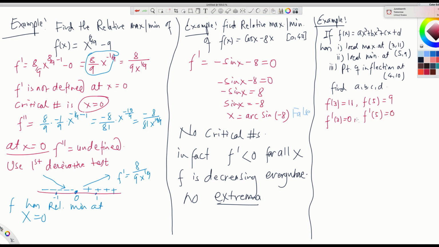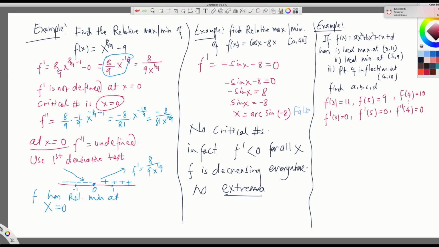You see that? What is the next? It is the point of inflection at 4. What does that mean? That means f of 4 is, oh, by the way, let me write down here, f of 4 equals 10, and then f double prime of 4 is equal to 0. We are assuming here that all the derivatives are defined everywhere, okay?